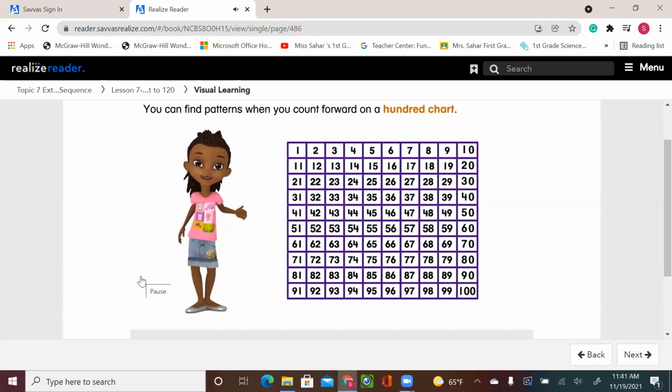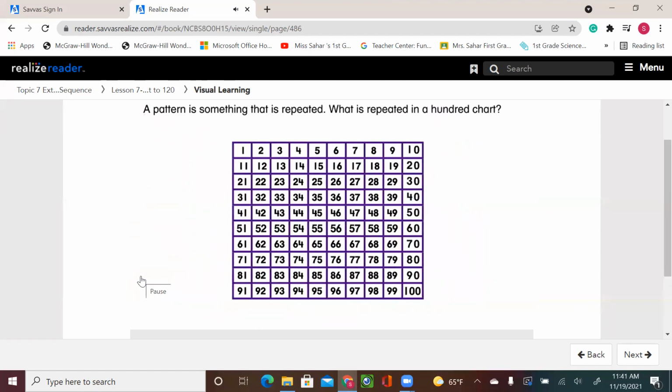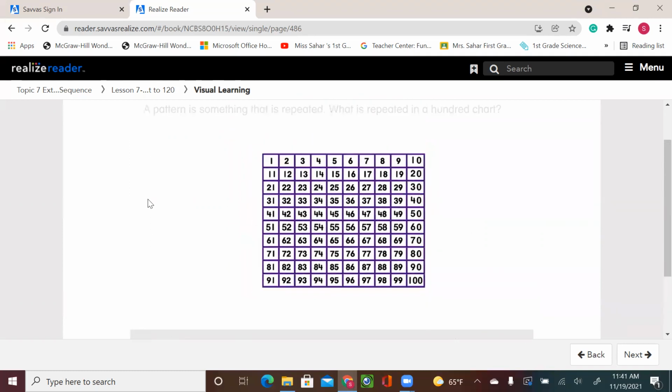I see patterns in numbers when I count forward. You can find patterns when you count forward on a 100 chart. A pattern is something that is repeated. What is repeated in a 100 chart? Zeros are repeated in the last column of the table. Fives are repeated in the 5th row.